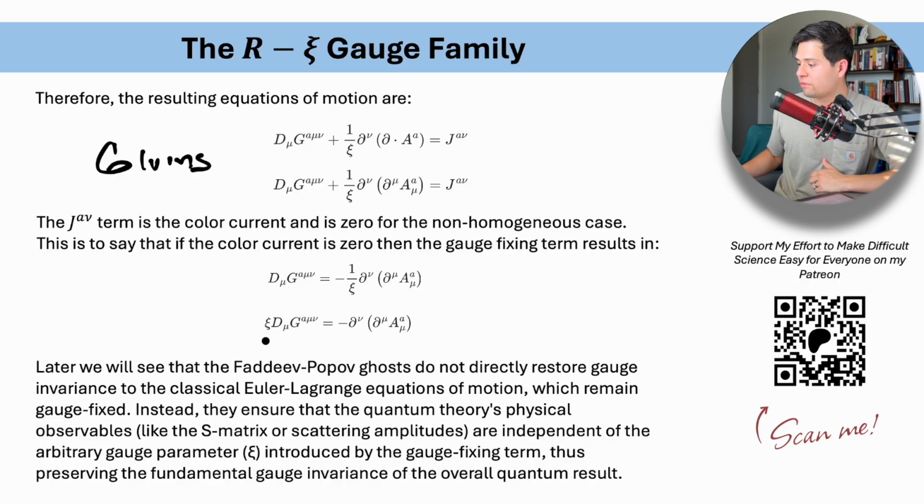And so later we're going to see that Faddeev-Popov ghosts do not directly restore gauge invariance to the classical Euler-Lagrange equations of motion, which remain gauge fixed. Instead, they're going to ensure that the quantum theory's physical observables, like the S matrix for scattering amplitudes, are independent of the arbitrary gauge parameter chi. So this chi is not going to do anything when we add the ghost terms, thus preserving the fundamental gauge invariance of the overall quantum result.